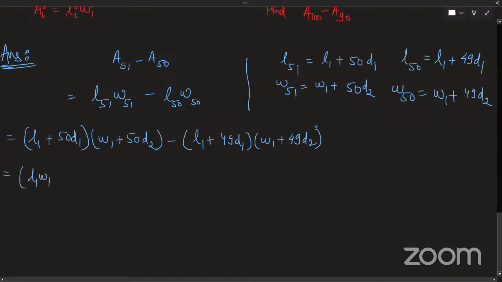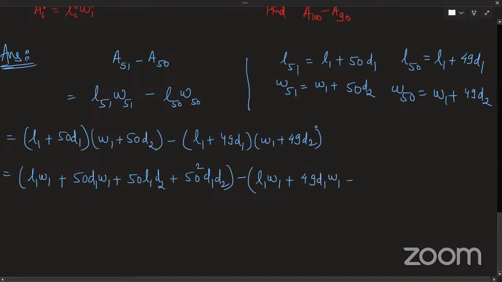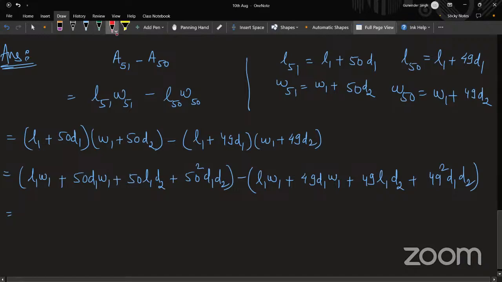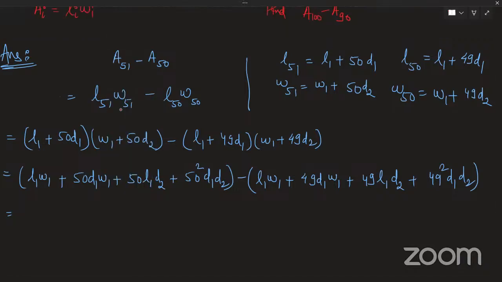So it is L1 W1 plus 50 D1 W1, plus 50 L1 D2, plus 50 squared D1 D2, right? Minus, please open this for me. It is L1 W1 plus 49 D1 W1 plus 49 L1 D2 and 49 squared D1 D2, right? Has everyone understood how I opened these two brackets? Understood, sir.